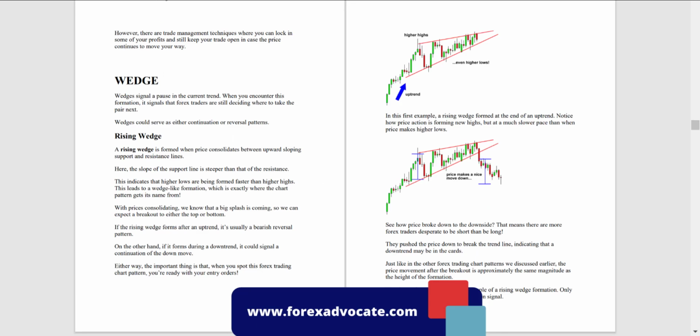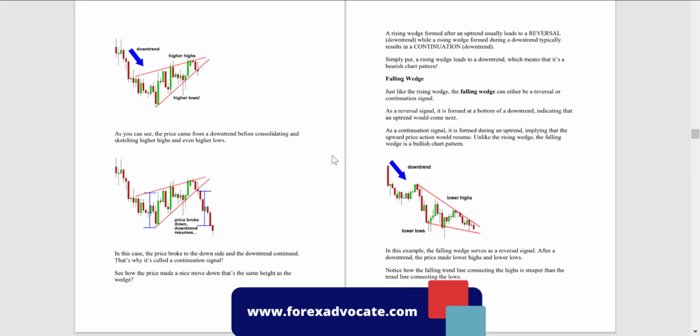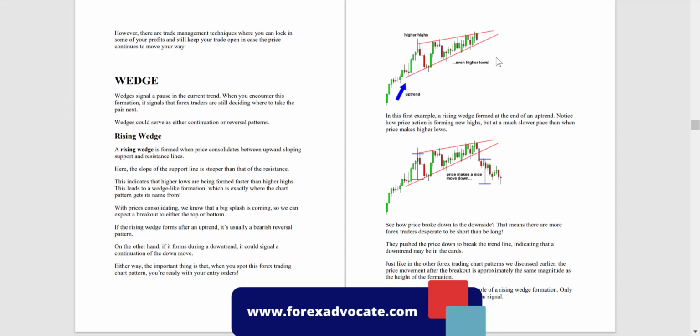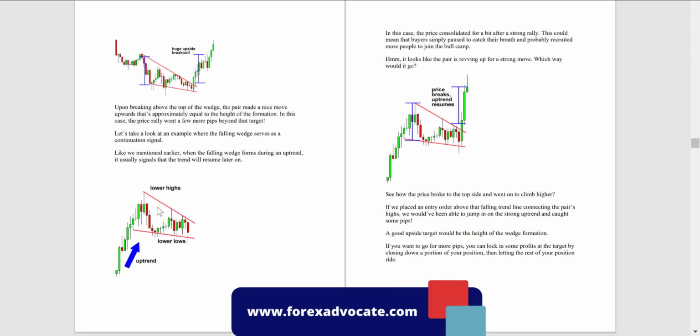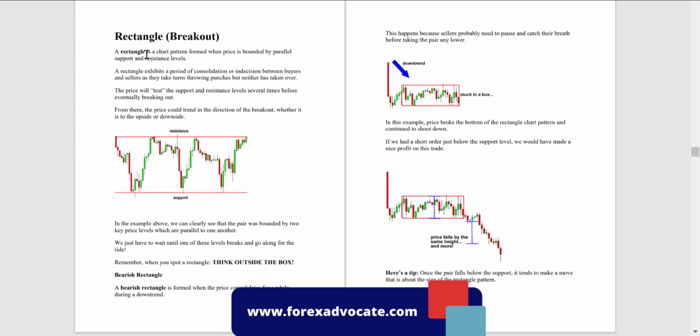So you have your wedge. You have two types of wedge here. You have the rising wedge here, and you have the falling wedge. You get it? See this one, rising wedge, going up. You see this one too, falling wedge. This one is falling down.